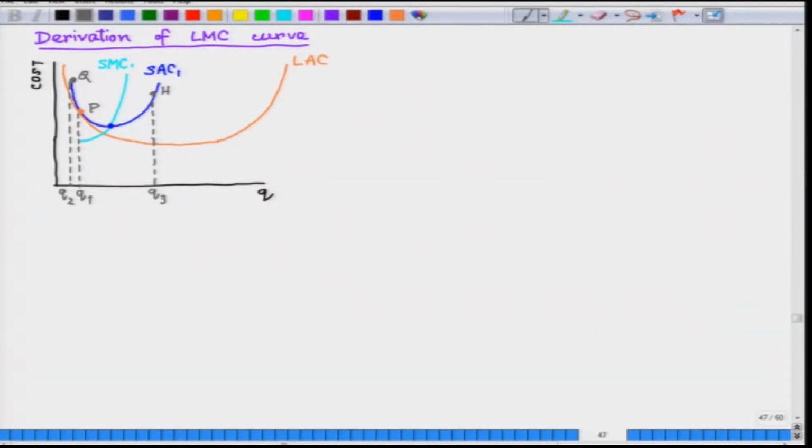Right. Okay. Now my claim is that this particular perpendicular line PQ1, when it cuts the short run marginal cost curve at a point, say G, that is a point on the long run marginal cost curve. That is a claim. Okay, so let me write down my claim, and then we are going to have a discussion to either prove or disprove that.